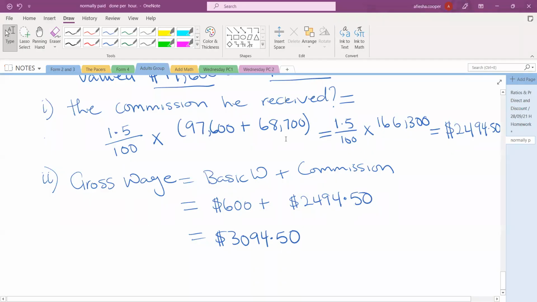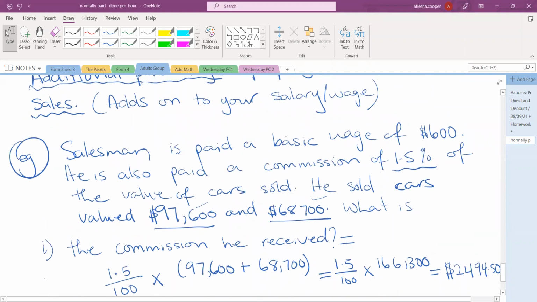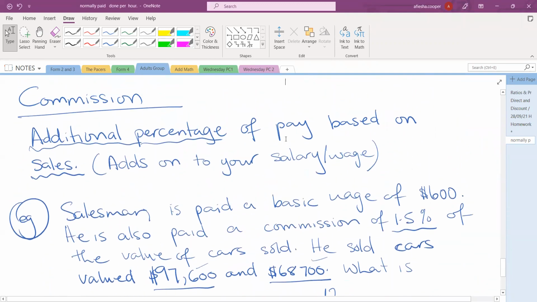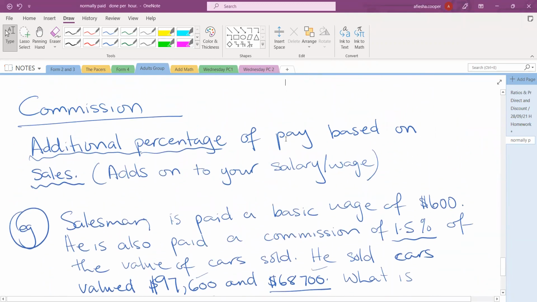So we have an example here on commission, right? Commission is an additional percentage of pay based on the sales a person would have made. So if they have a salary, they are going to get their salary regardless of if they sell something or if they don't sell something. But the commission is based on what they will sell and based on the percentage the company is giving them.